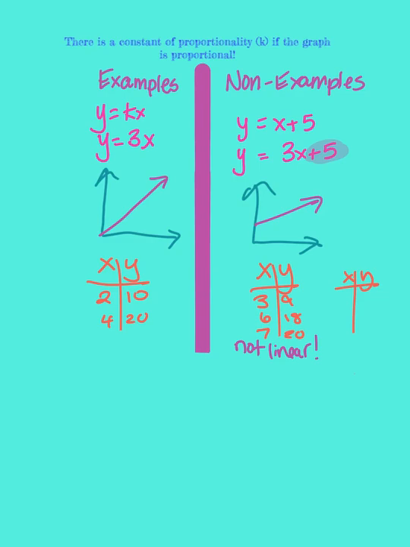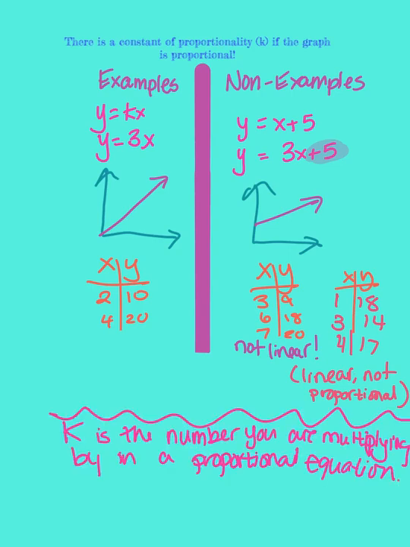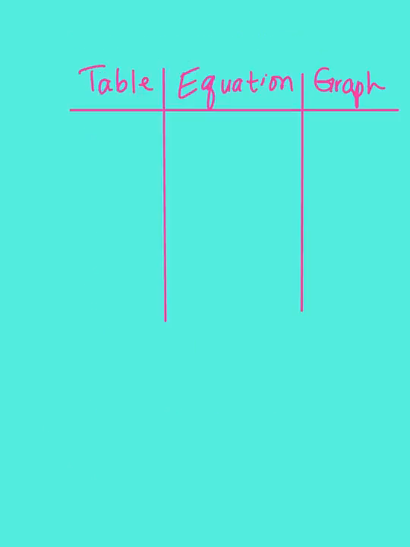What if I had 1, 18, 3, 14, 4, 17? That is linear, okay, but it's not proportional. And that's because I'm not doing the same thing. I'm not multiplying each time by the same thing. So one of the things we need to know is that k is the number you're multiplying by in a proportional linear equation. So whatever you're multiplying the x by to get to the y, that's what k is.